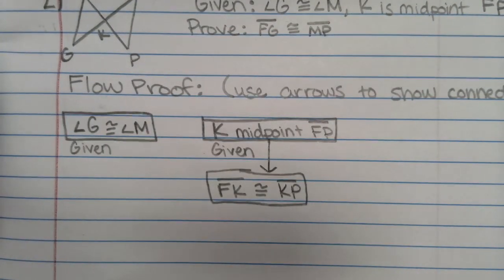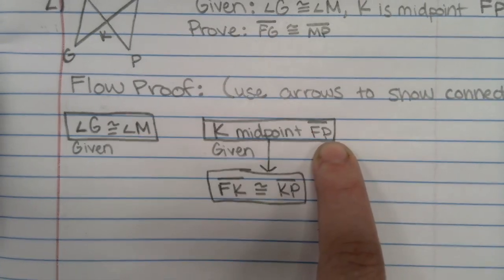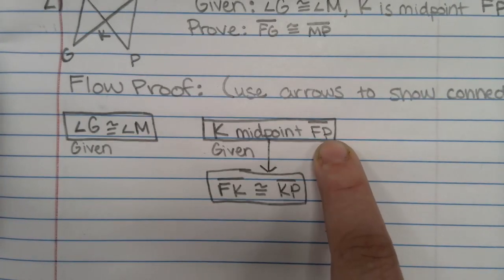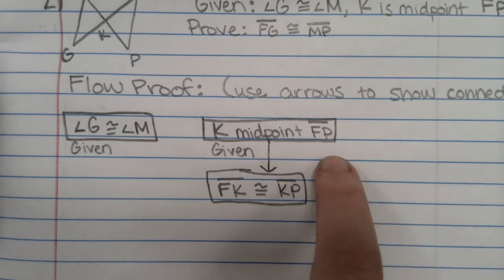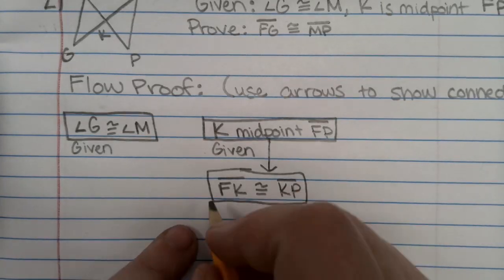And this makes it a little bit easier, too, sometimes to see what our reason would be, because it's coming directly from this. So what was that theorem called that went straight from this midpoint to now these parts are congruent? Midpoint theorem.